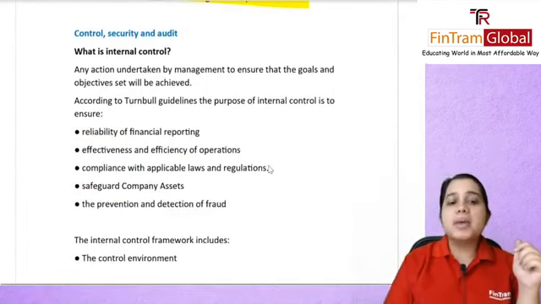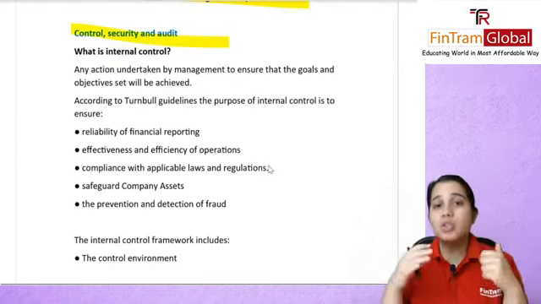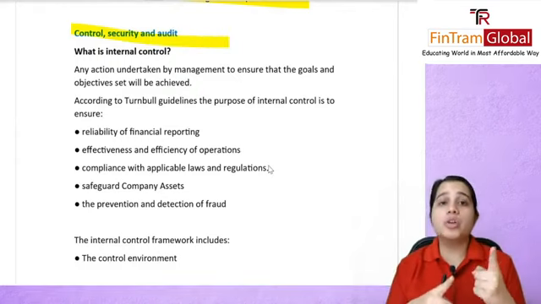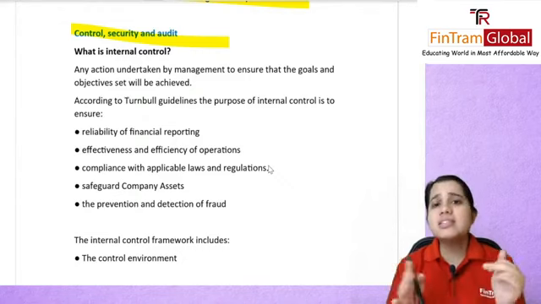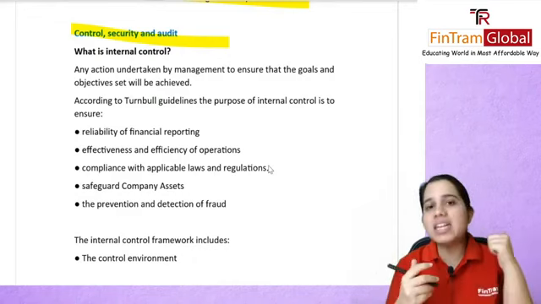Alright, next up is control security audit. So in this session we had covered, if you remember, what internal controls are, why we need them, what internal audit and external audit are, their differences, and so much more. So let's quickly revise that.